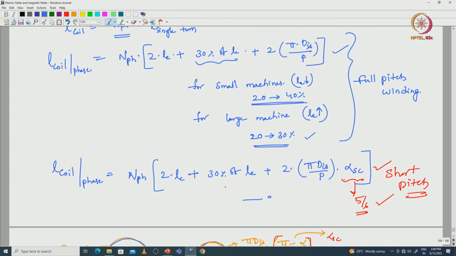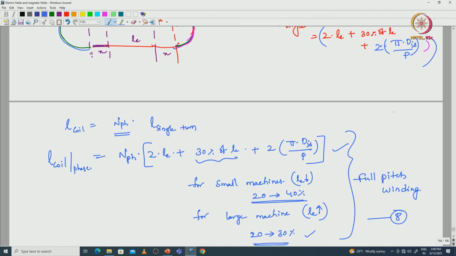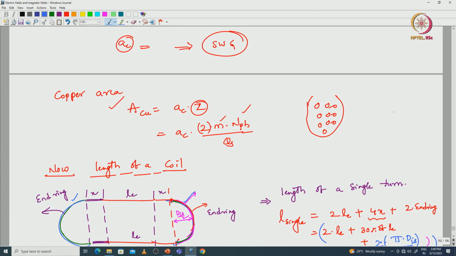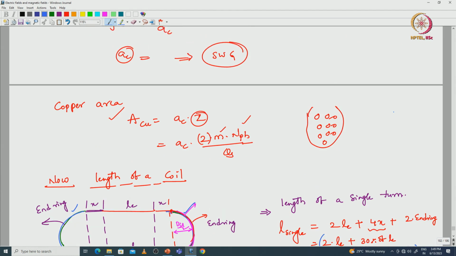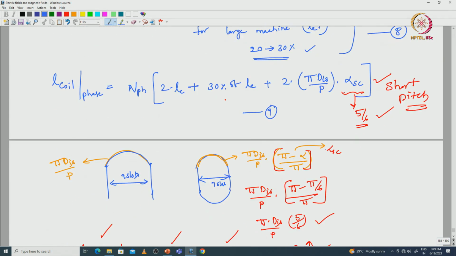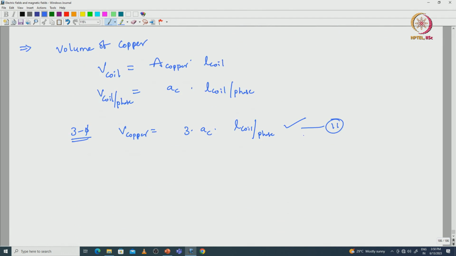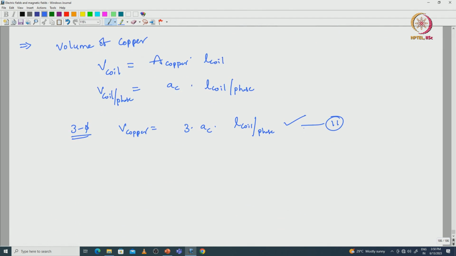and this is equation number 9, equation number 8, equation number 7. I have given numbers to all the equations. This is the volume of the copper.